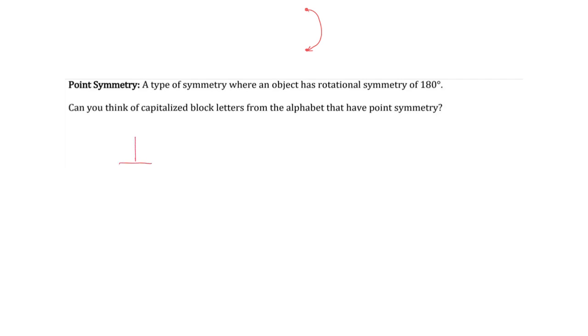We can think of I. Say we drew our I like this and we rotated 180 degrees. It would stay the same shape. It'd still look like I. There are a couple others: H, O, X, and S. If we rotate them 180 degrees, they're going to land and look the exact same capital letter that you're given. Okay, so point symmetry is 180 degrees.